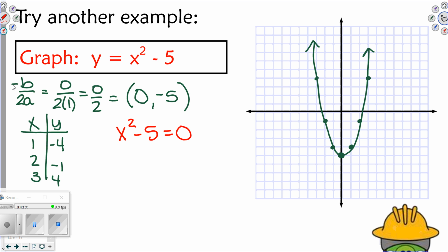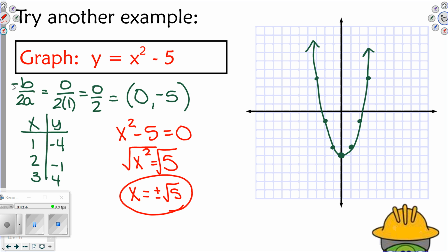So guys, instead of it being y equals, you can write equals 0, because that's what we're doing when we're solving. So what method? I heard somebody say plus 5. I'd use a square root method. So x squared equals 5. Take the square root. So x equals plus or minus radical 5.